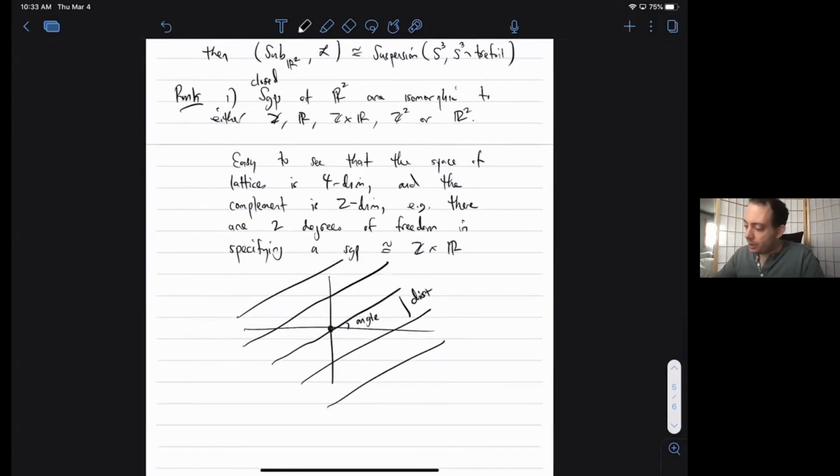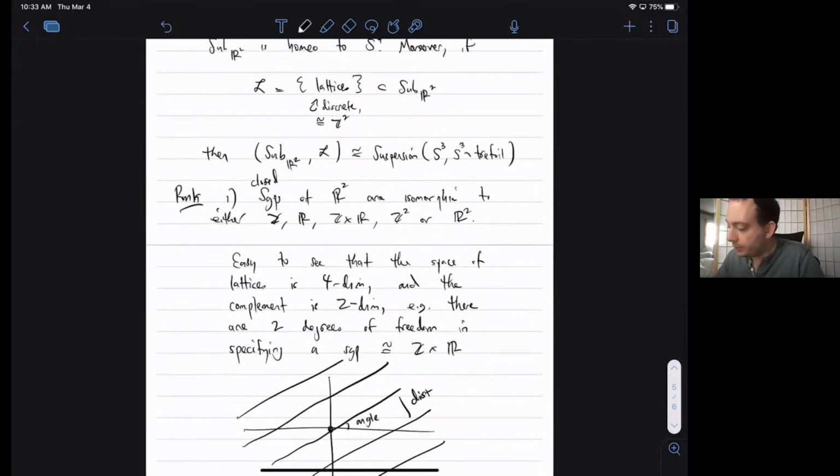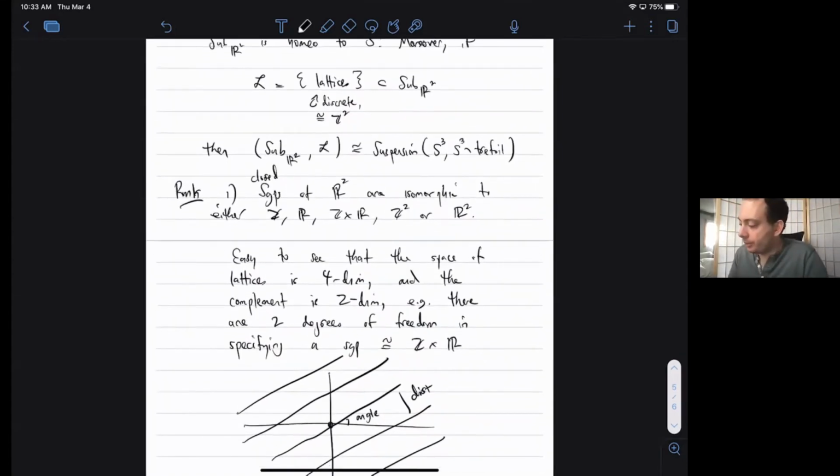And this all jives with the description that I'm giving you, because the space of non-lattices is going to be like the suspension of the trefoil, which is 2-dimensional. Really, it's a 2-sphere embedded in S4.